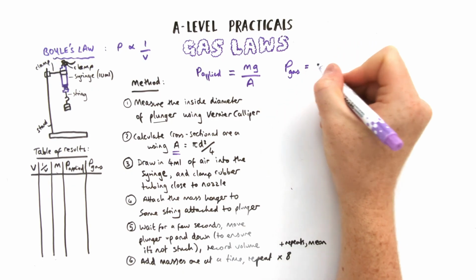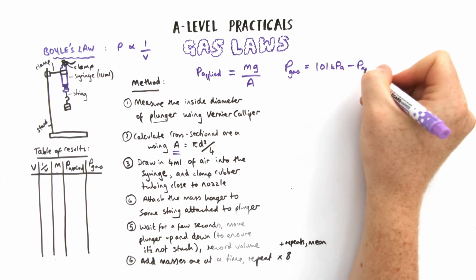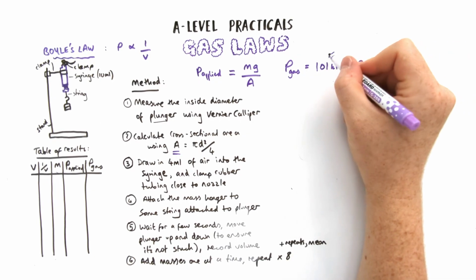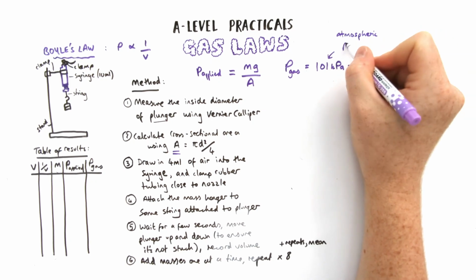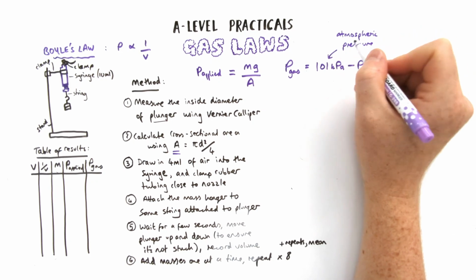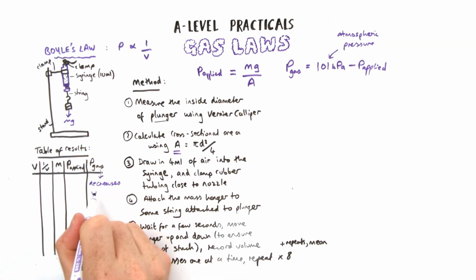Without a mass hanger there, it's just that atmospheric pressure, which is 101 kilopascals or 101,000 pascals. So therefore, to find the overall pressure of the gas, we have to do the atmospheric pressure minus the applied pressure, so minus mg over A. So you're going to need a column in your table for that as well.